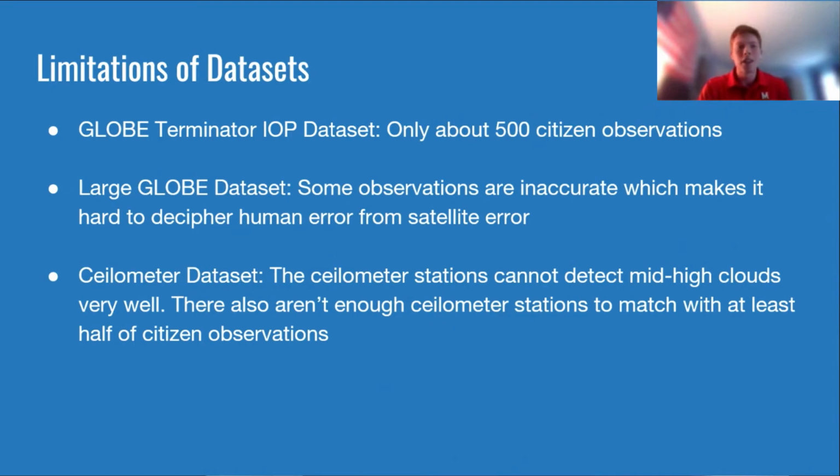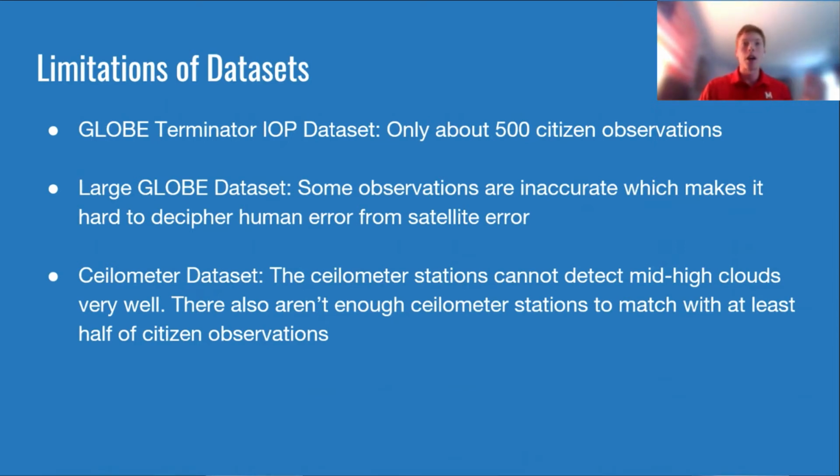So some of the limitations of these data sets: there's the Globe Terminator IOP dataset, which was the first one, where citizens would type Terminator underneath their photos in order to add it to this dataset. We had about 500 observations, which is a large amount, but we wanted a little more, which is why we tapped into the larger Globe dataset. Besides that, the Terminator dataset was very useful and the citizens were very accurate in reporting variables. And with the larger Globe dataset, one of the problems was that some of the observations were inaccurate.